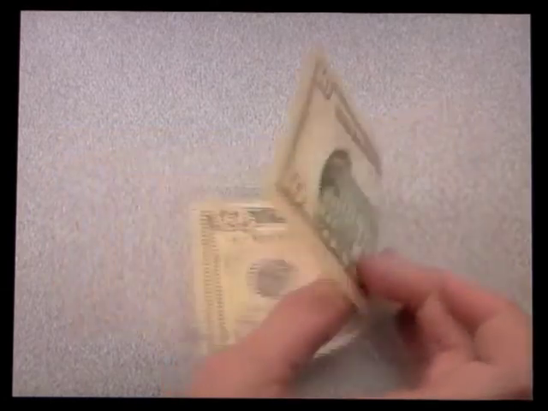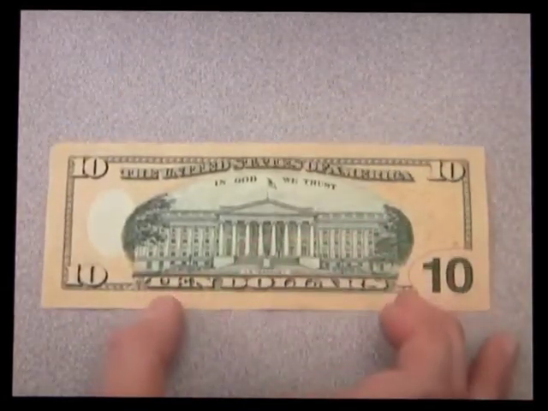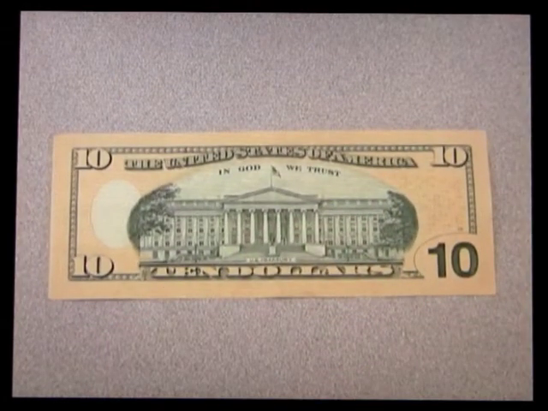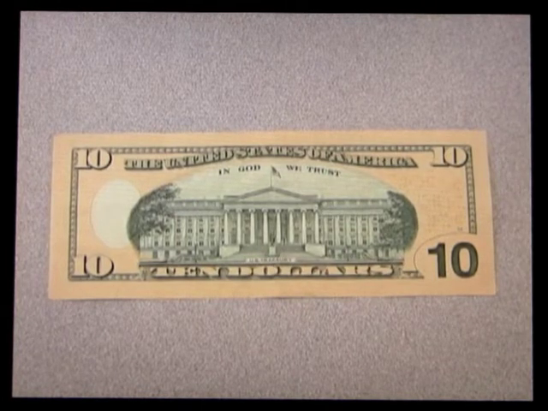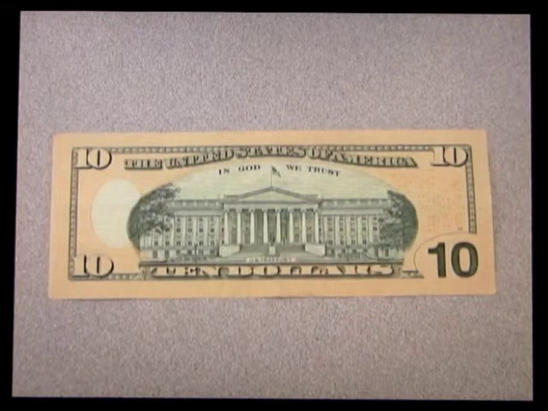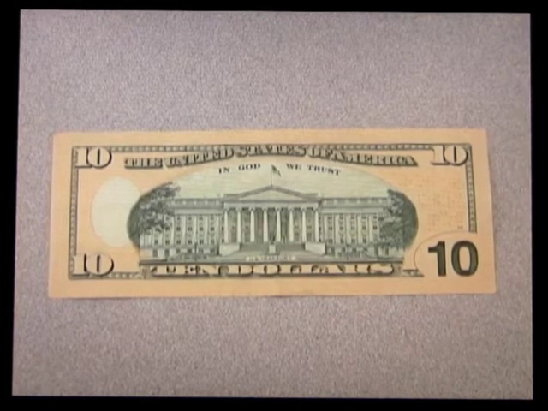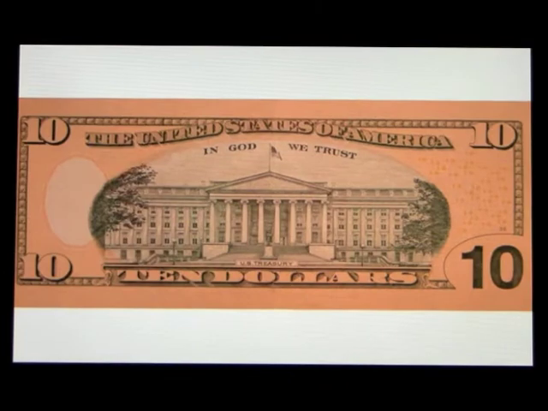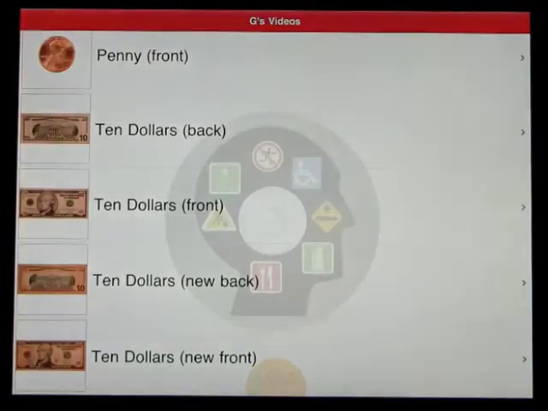This is the back of a $10 bill. This is the newer $10 bill, which has more color than the old bill. The back has the same building as the older $10 bill. A $10 bill has a 10 on it. $10. New back. And so on.